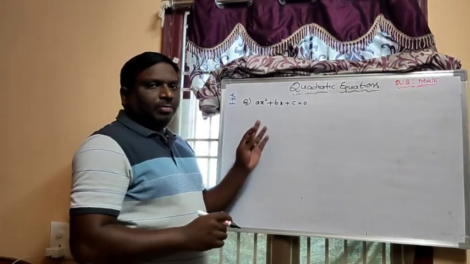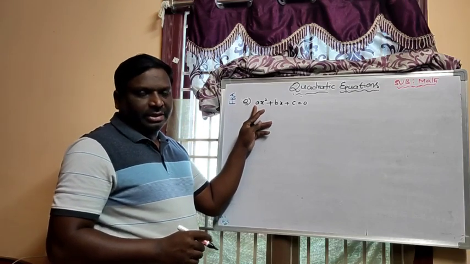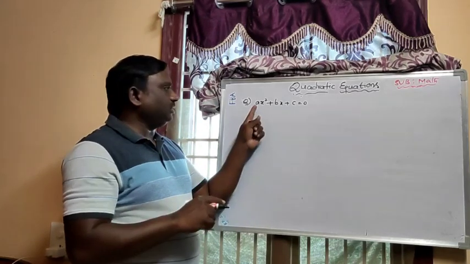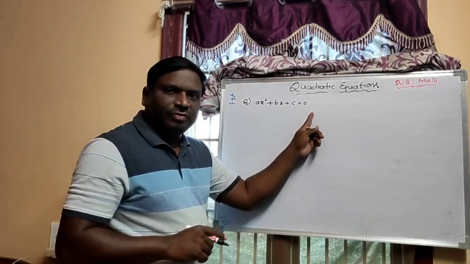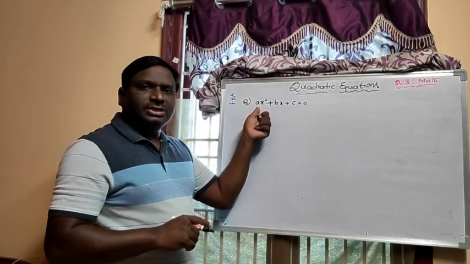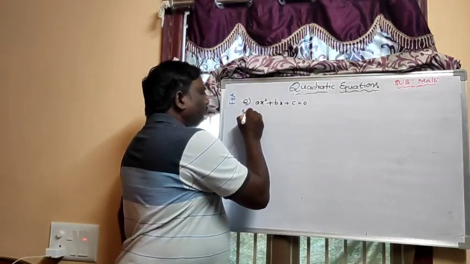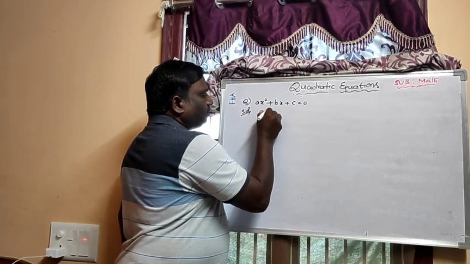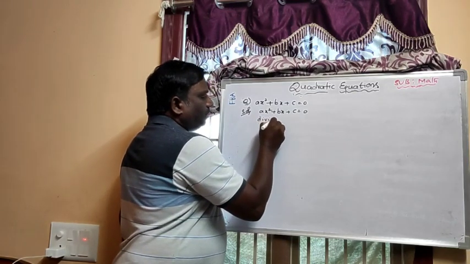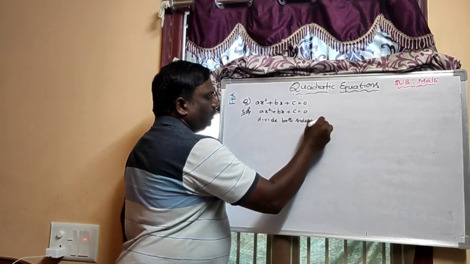So remember one thing here. What is the coefficient of x square? The coefficient of x square is a. So we need to make the coefficient of x square 1. To make the x square coefficient 1, we need to divide the total equation by the x square coefficient. The x square coefficient is a. So we need to divide the total equation by a. So, ax square plus bx plus c equal to 0. Divide both sides by a.